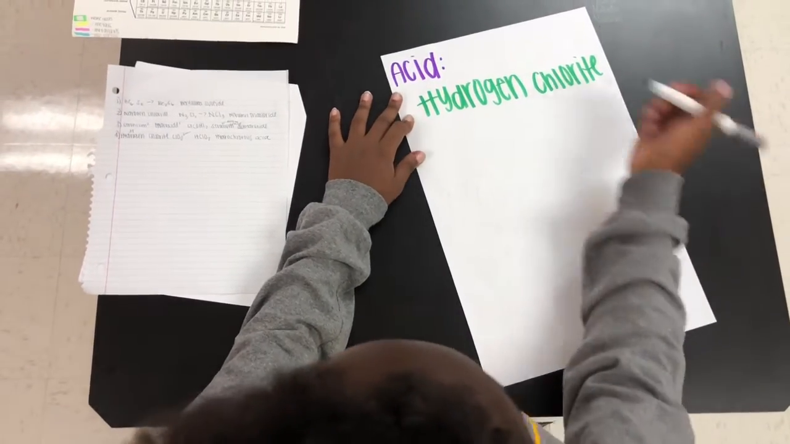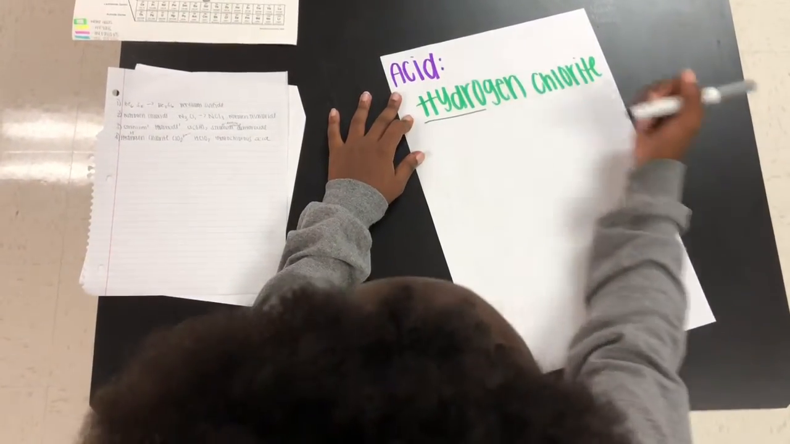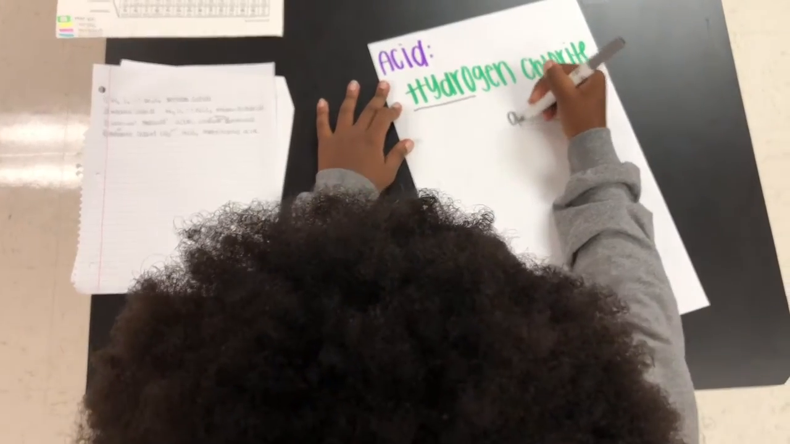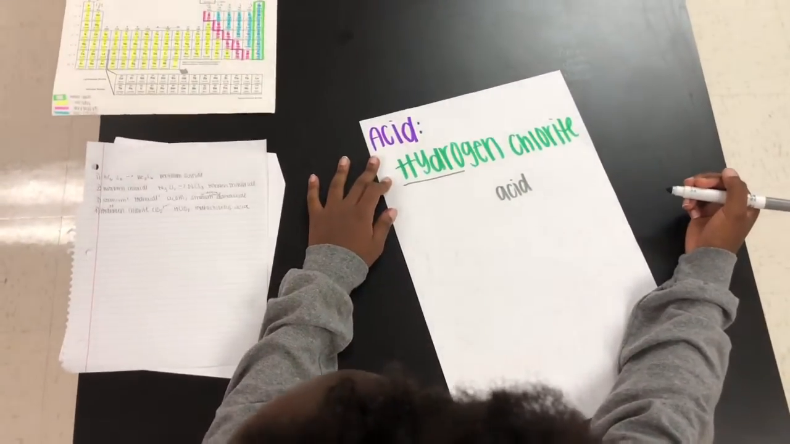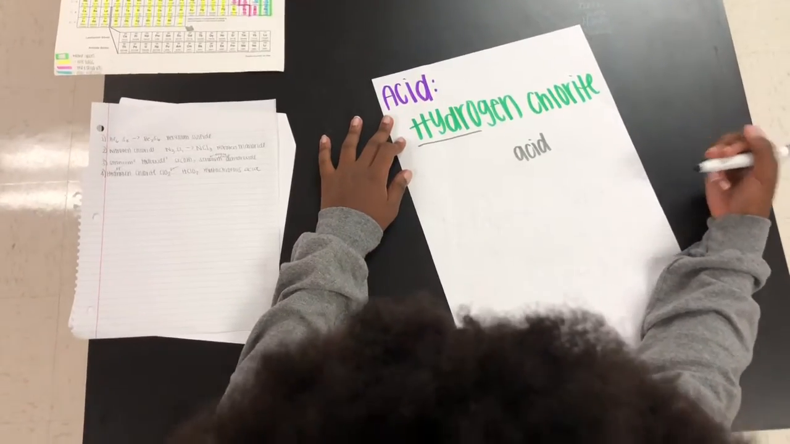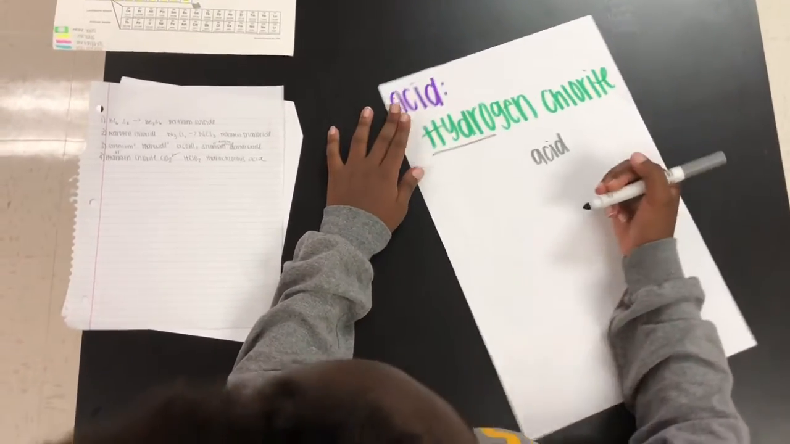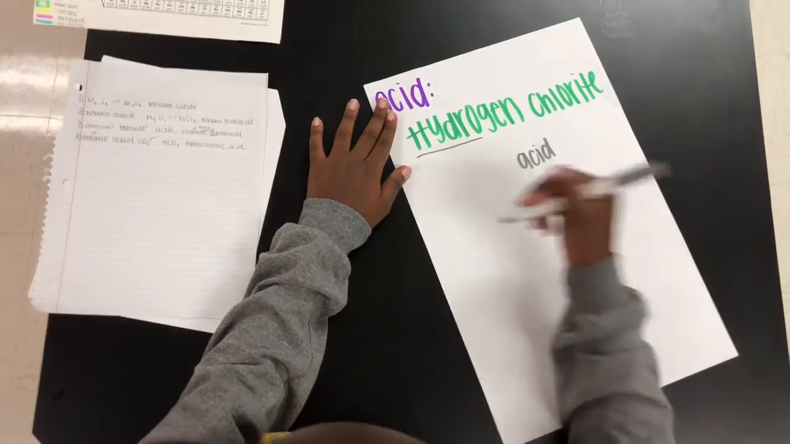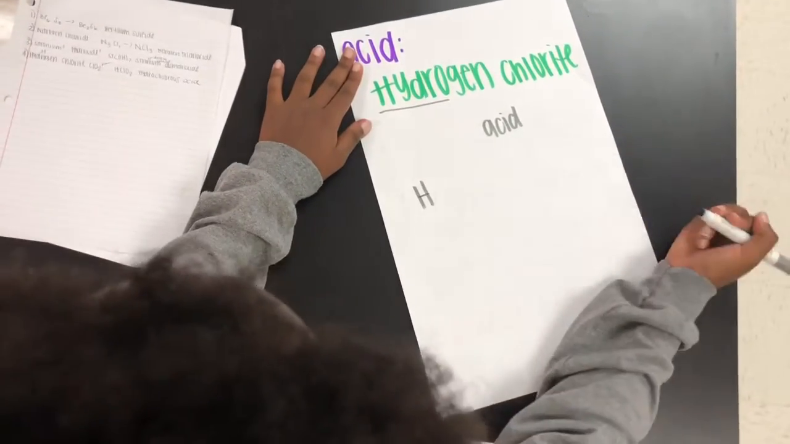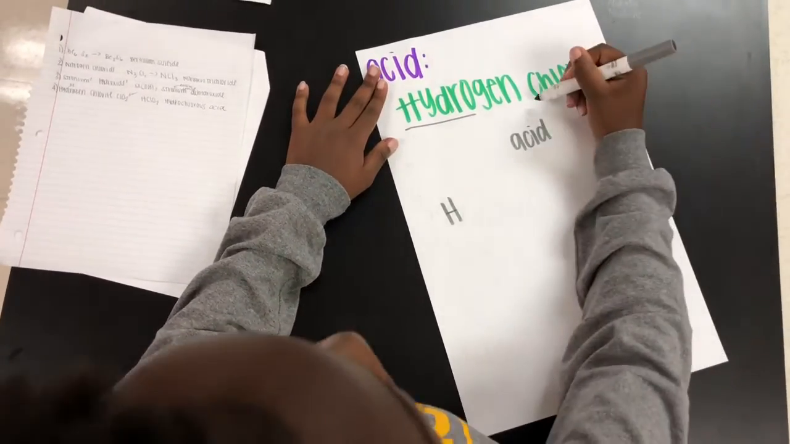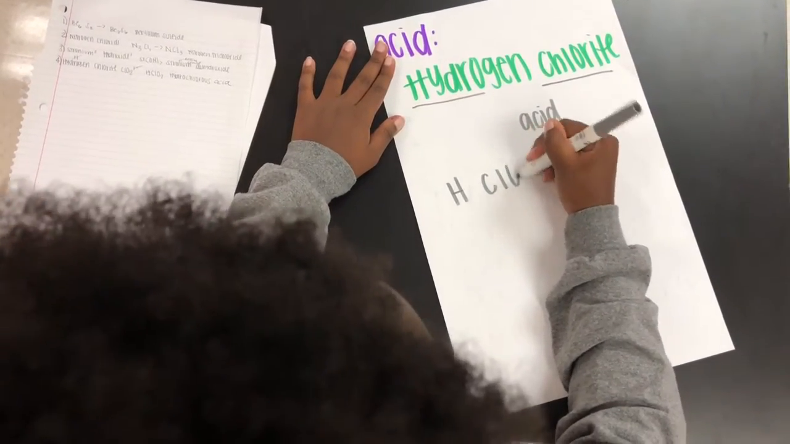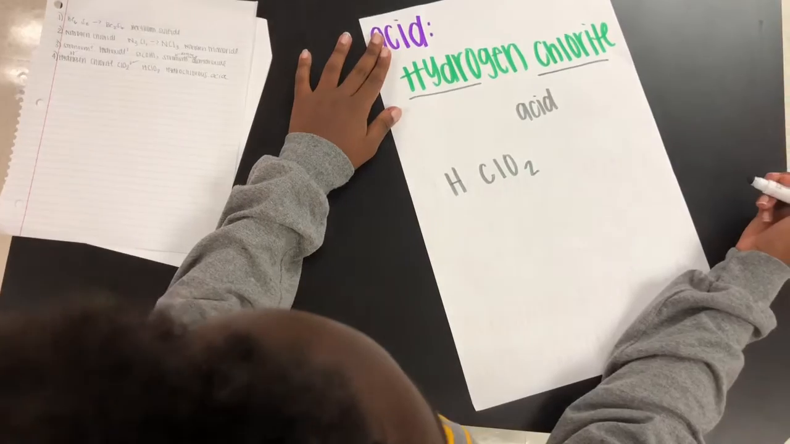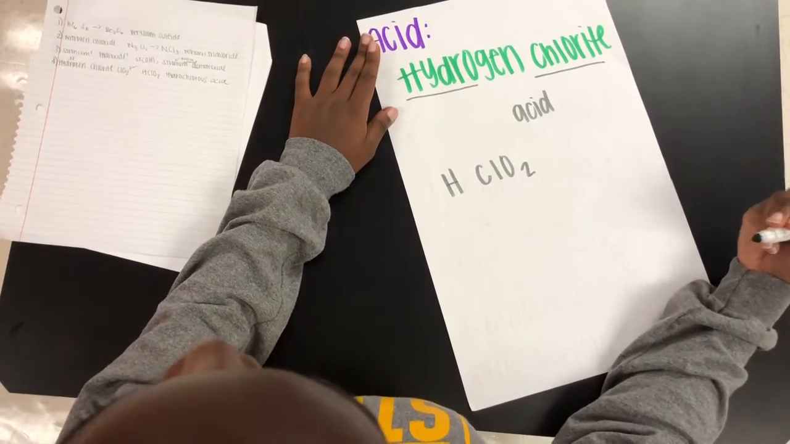Okay, so next we're going to be learning how to name this acid. So my very first tip for y'all is when you see this word hydro, you're automatically going to have the word acid at the very end. So we're just going to put that. But now we have to figure out what to name this, right? So we're going to start off by seeing that this is hydrogen, and its symbol is H, right? And now we have chloride, and its symbol is ClO2, right? But now we have to name it.